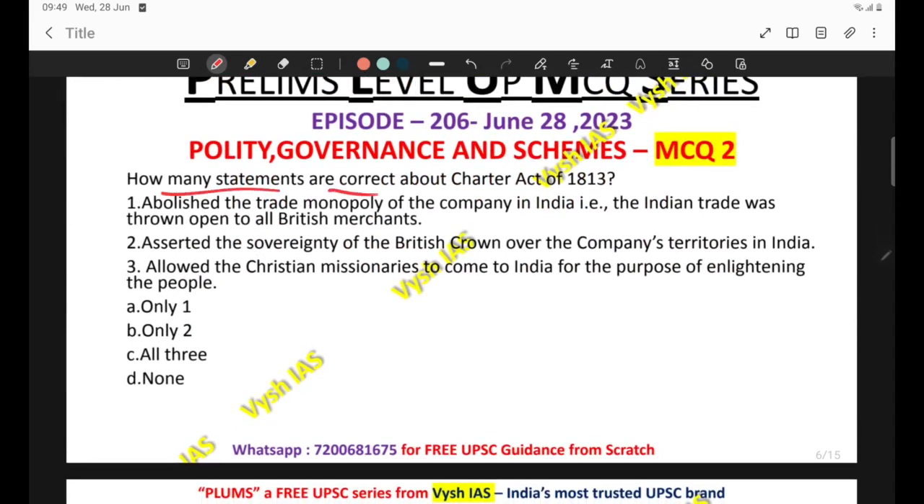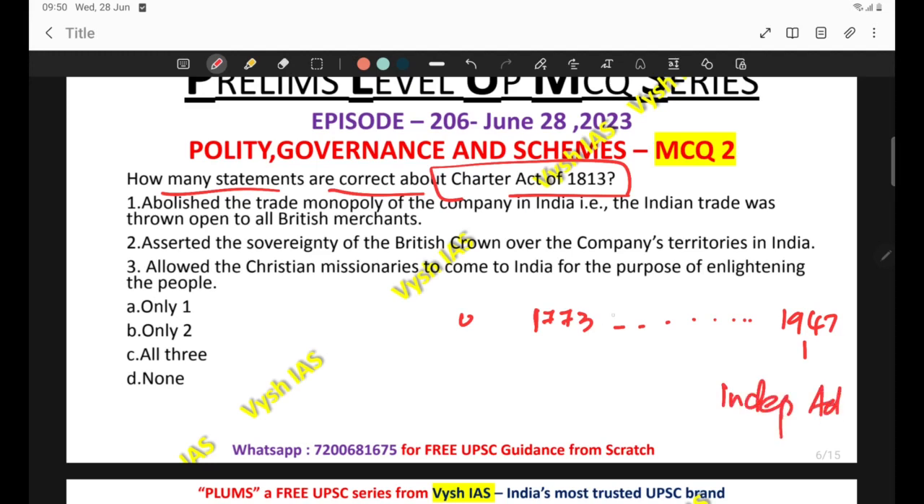Now let's move on to the next question. How many statements are correct about the Charter Act of 1813? Now, the evolution of the Constitution, like the Act, runs from the Regulating Act 1773 till 1947, the Indian Independence Act. In between, there are many Charter Acts also, like 1813, then 1833, 1853, and all these acts have certain provisions. This is a sure-shot question which you are going to get in polity from the prelims. So this is also important, the main provisions of the acts.